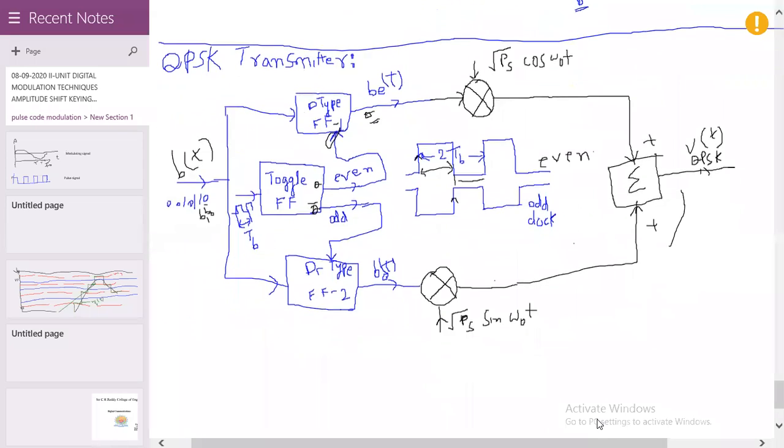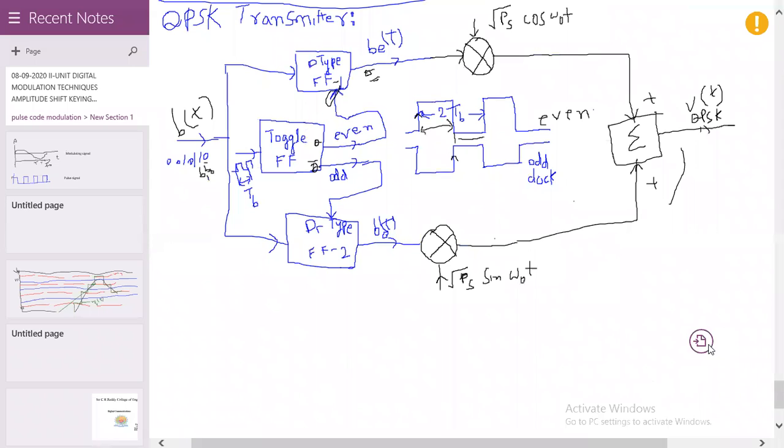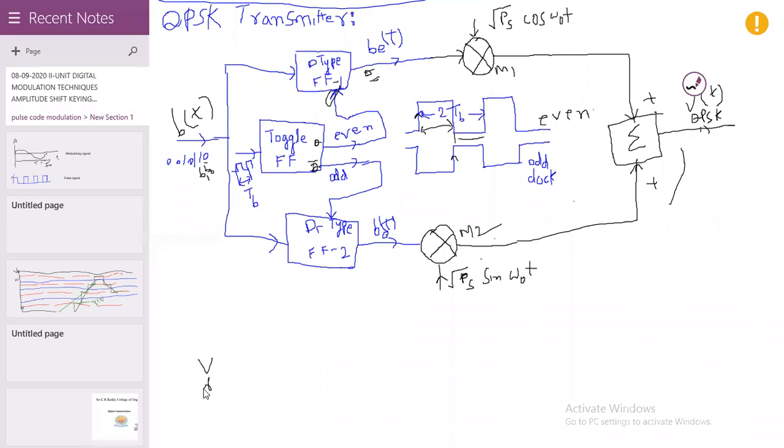Then here you can write the equation for the QPSK signal: it is the addition of the outputs of both the multipliers. Here you can indicate this is multiplier 1, this is multiplier 2. The equation for the QPSK signal.